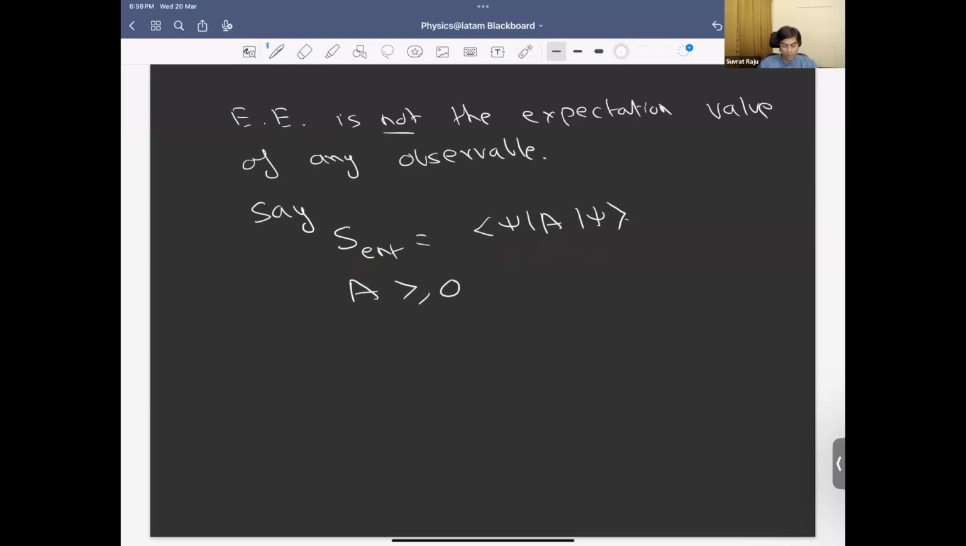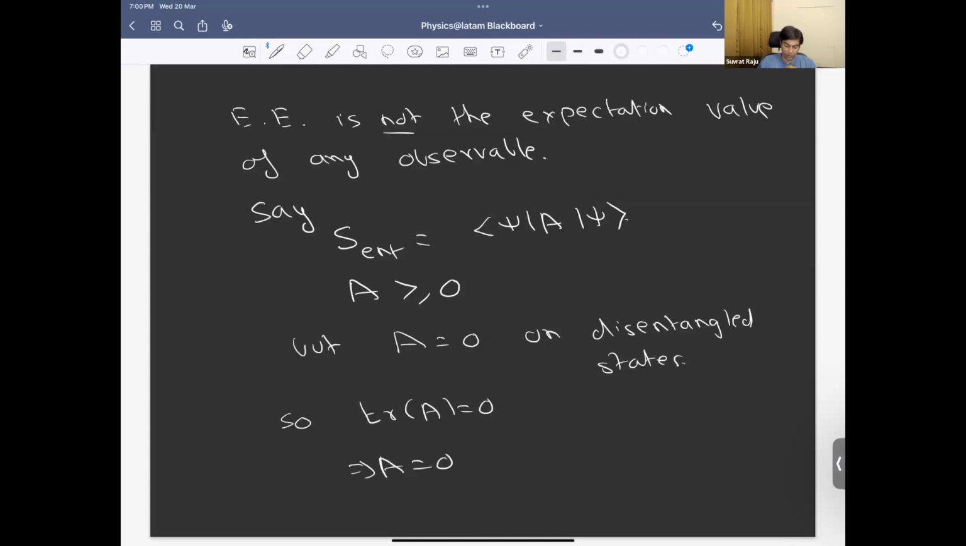But A is equal to 0 on disentangled states or on pure states. So trace of A is equal to 0, because disentangled states give you a basis for the Hilbert space. But if you have a positive operator and its trace is 0, this implies A is 0, but that's absurd because the entanglement entropy is not 0. This is just a standard proof that tells you that the von Neumann entropy or the entanglement entropy is not an observable in the sense of quantum mechanics.